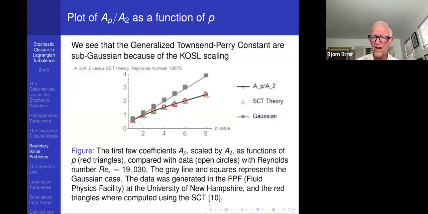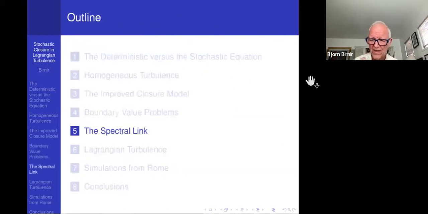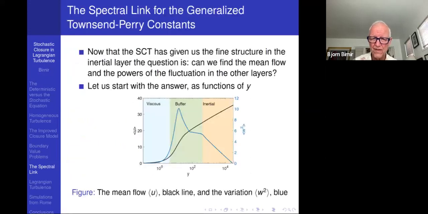And this was done at very high Reynolds numbers in the fluid physics facility at the University of New Hampshire with She-Leveque's group. So we were able to use the theory to derive these coefficients and compare with the experimental results. Now, can we do more? Can we actually get the mean flow and the deviation across these different boundary layers?